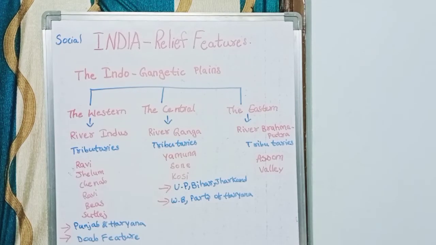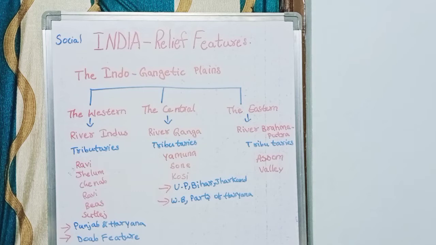Now we are into the topic of the Indo-Gangetic Plains. The Indo-Gangetic Plains have three parts: the western part, the central part and the eastern part. In the western part, the river Indus flows. The tributaries are Jhelum, Chenab, Ravi, Beas and Satluj. They flow through the states of Punjab and Haryana. So it has a Doab feature. Doab means a fertile land between two rivers.